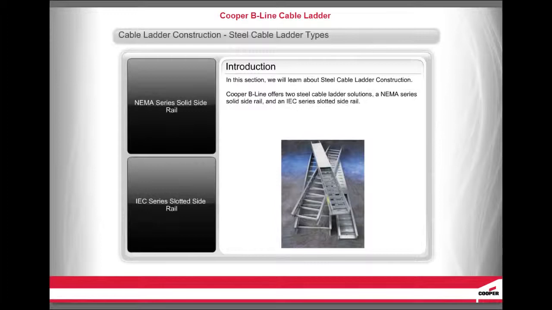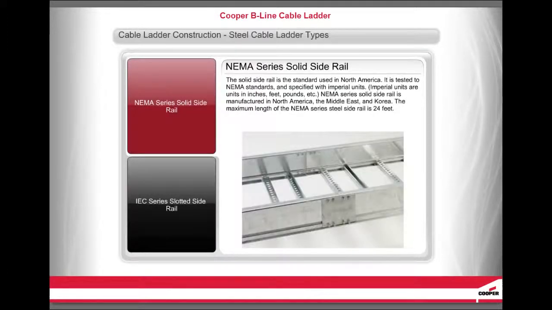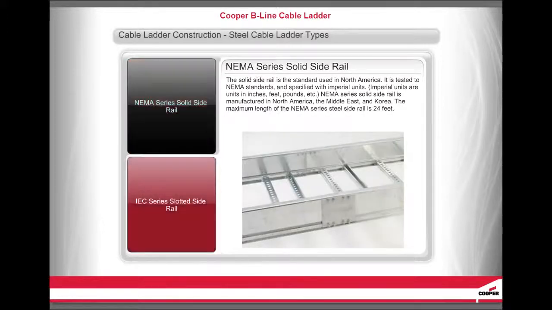Cooper Beeline offers two steel cable ladder solutions, a Nema series solid side rail and an IEC series slotted side rail. The solid side rail is the standard used in North America. It is tested to Nema standards and specified with imperial units. Imperial units are units in inches, feet, pounds, etc. Nema series solid side rail is manufactured in North America, the Middle East, and Korea. The maximum length of the Nema series steel side rail is 24 feet.